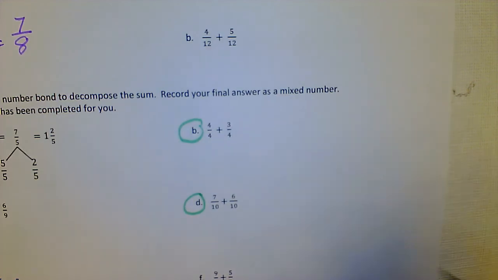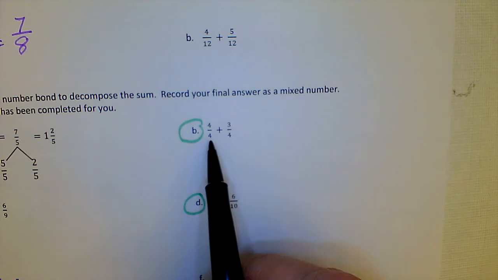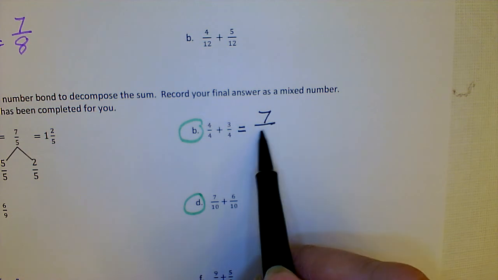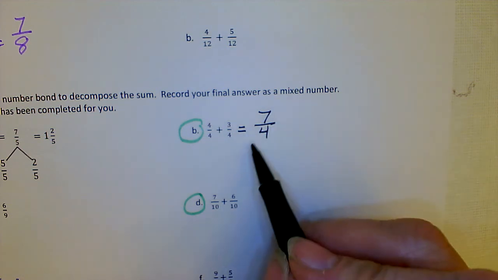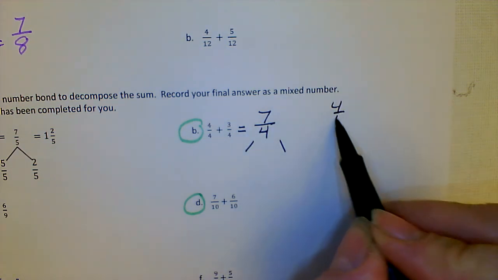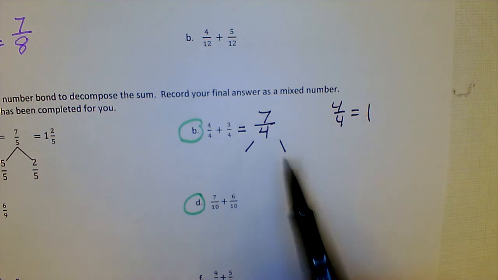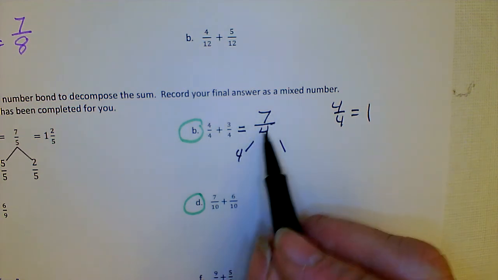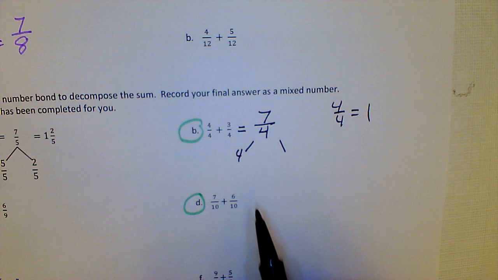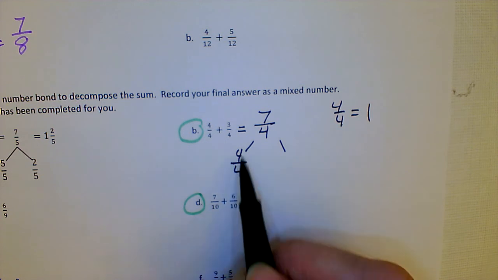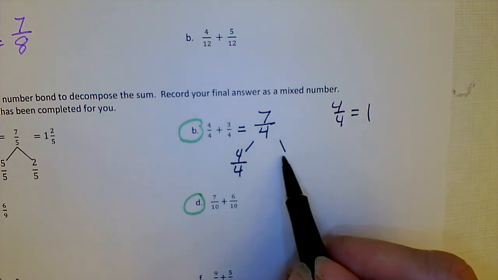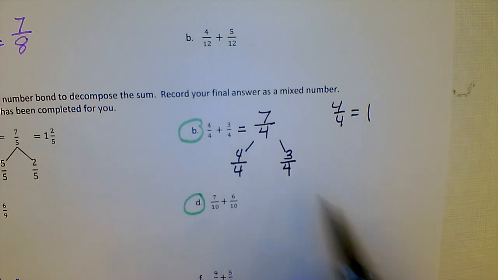So let's take a look at this. I'm going to go back to my black pen because I think you can see it better. So we have 4/4 plus 3/4. So 4 of them plus 3 of them, well, 4 plus 3 gives you 7 of them, and we have 7/4. So again, remember that 4/4 is equal to 1. So what I want to do is pull out 4/4 if I can, because I don't want to have a fraction greater than 1 where my numerator is greater than my denominator. So we're going to pull out 4/4, which is really just 1 whole.